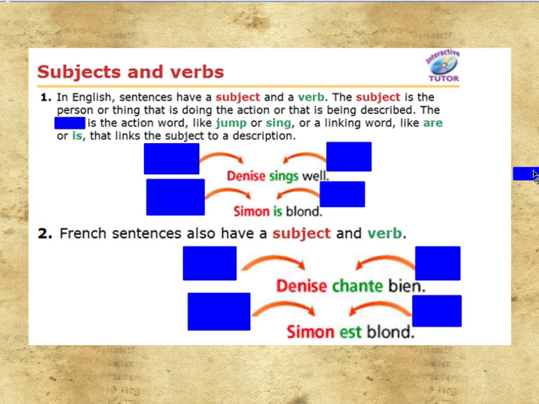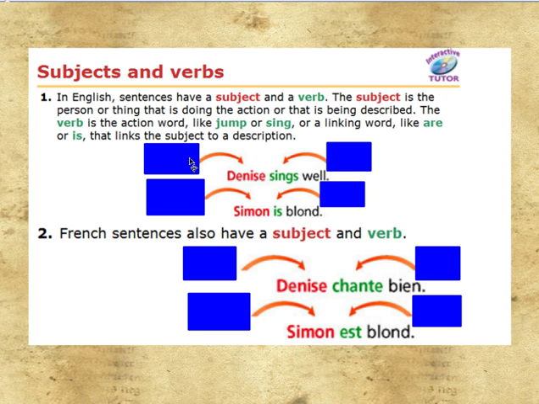Every single English sentence out there, to be a complete sentence, you must have a subject and a verb. Now, the subject is, of course, the person or thing that is doing the action or that is being described. It's the thing that the whole sentence is about. The verb is the action word, like jump or sing, that is describing what's happening in the sentence or what the subject is doing. It can also be a linking word, like the word is or are, that links the subject to a describing word all about that subject. And I'll show you an example of that in just a second.